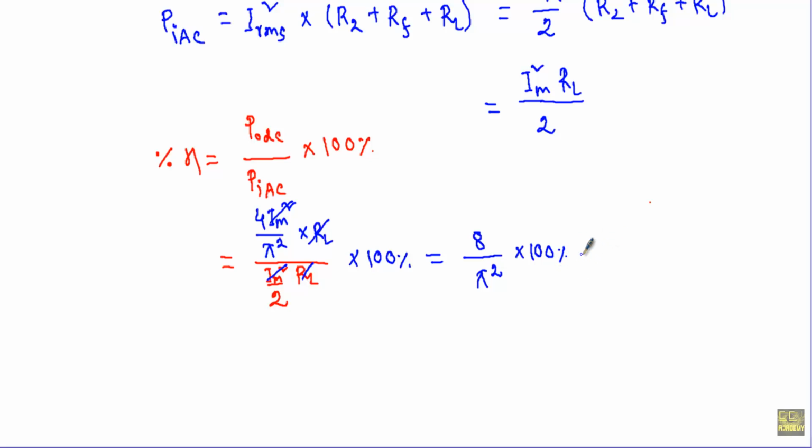From here I can calculate the percentage of efficiency will be equal to 81.06%. See, the maximum theoretical efficiency for the full wave rectifier is equal to 81.06%, and you will see the efficiency of the full wave rectifier is exactly double or twice the efficiency of the half wave rectifier. As the full wave rectifier has the highest efficiency for rectification, we will use the full wave rectifier instead of the half wave rectifier.